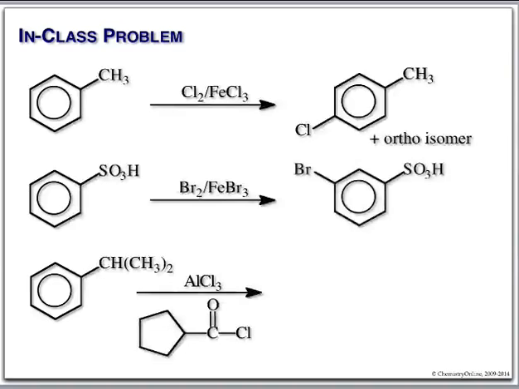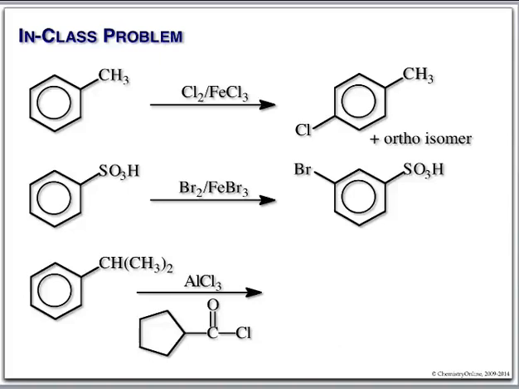We've already done these two. Take a look at the last one here. What is your reaction? Well, here we're doing a Friedel-Crafts acylation, aren't we? We have an acyl halide. Now we know that the Friedel-Crafts reaction won't work if you have electron withdrawing groups on the ring. Fortunately, the isopropyl group here is electron donating, isn't it? So it's activating.